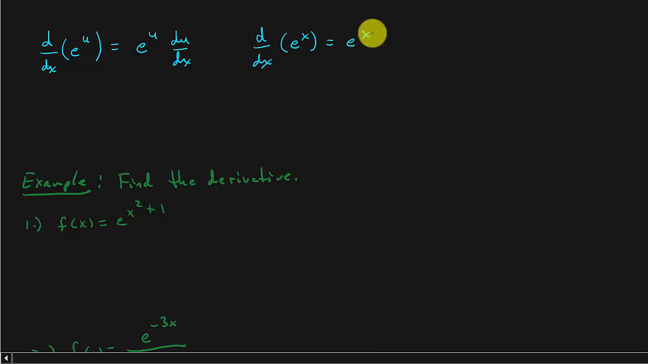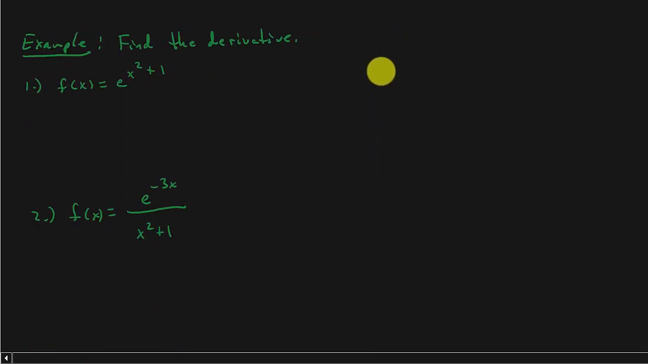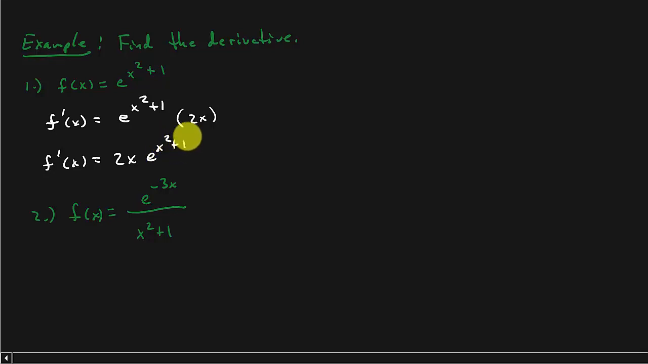Okay, so let's do some examples here. So we've got f prime of x is equal to e to the x squared plus 1 times the derivative of your exponent, which is 2x. And so we get f prime of x is 2x e to the x squared plus 1. And I like to write whatever you have here in front.